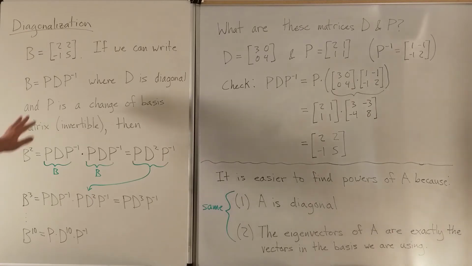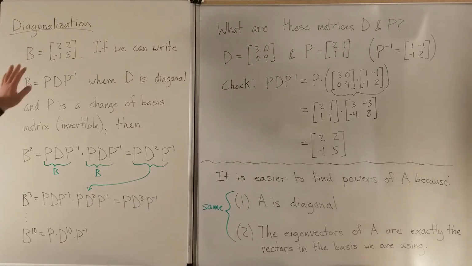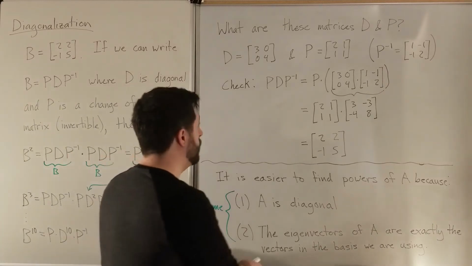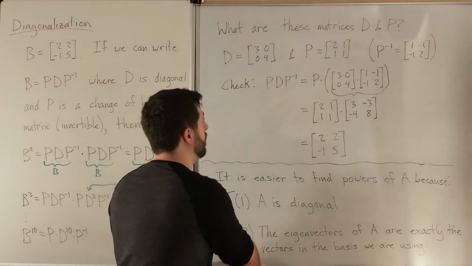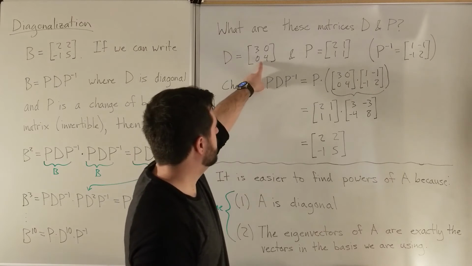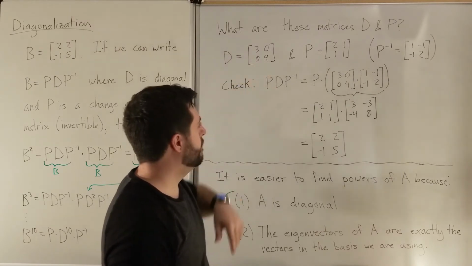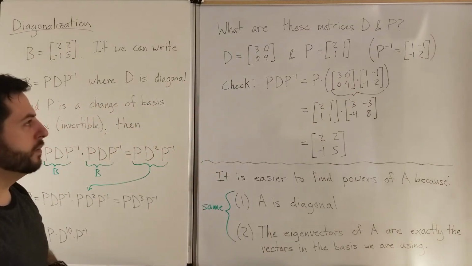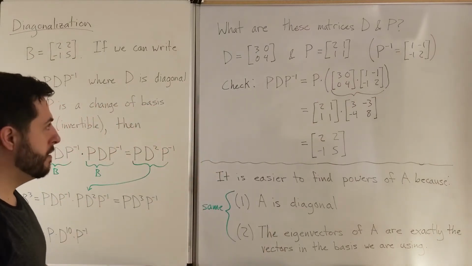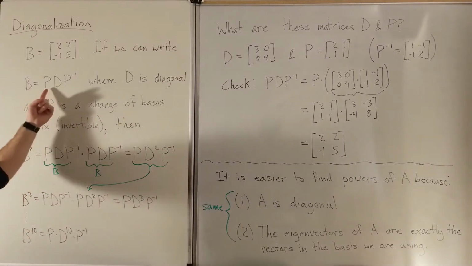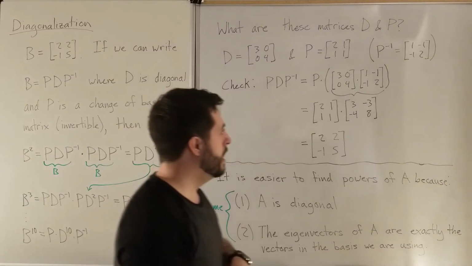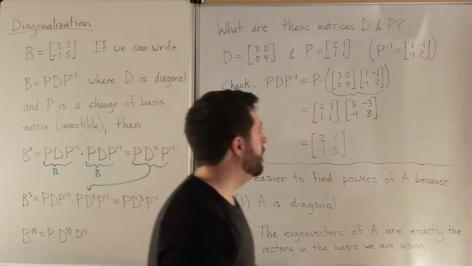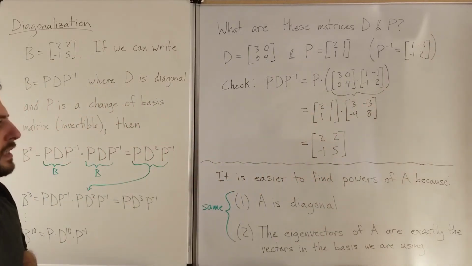So it would be nice if we could do this. It's not always possible to do this, but for this particular matrix B, it is possible. So what are these matrices D and P? Well, D is this matrix right here, [3, 0; 0, 4], and P is this matrix here, [2, 1; 1, 1]. Okay? And in order to use this decomposition into a product of three matrices, we need to also know P inverse, which is this matrix here.